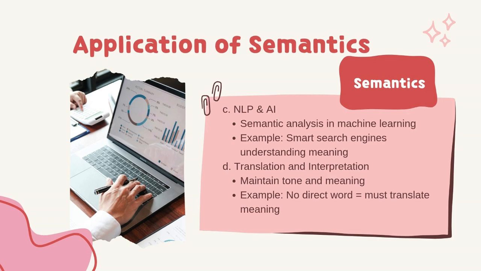Okay, the last, there are translation and interpretation. So, in translation, semantics ensures that both the meaning and tone of the original text are preserved, even when no exact word exists in the target language. For example, if there is no direct translation for a cultural expression or idiom, the translator must find a way to convey the same meaning in a different form that the target audience will understand.